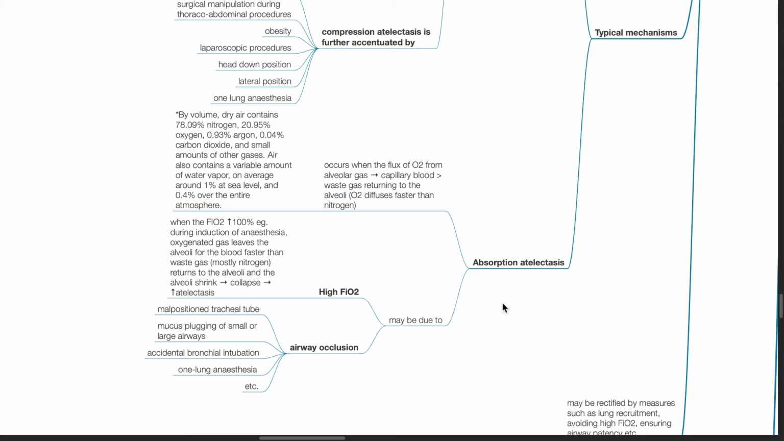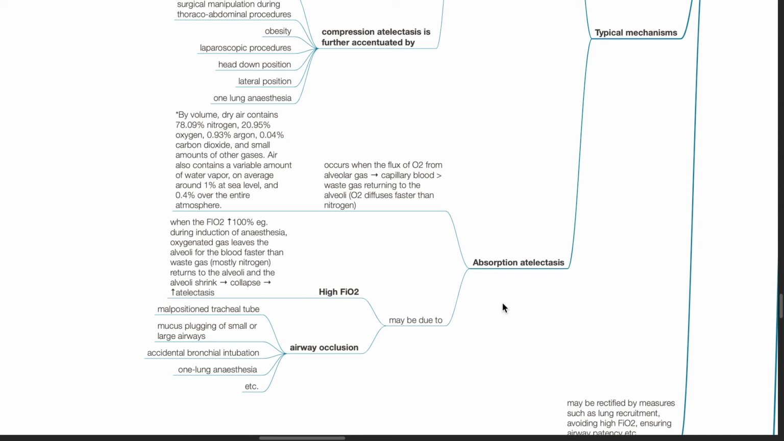Absorption atelectasis may be due to high FiO2. When the FiO2 is 100%, for example during induction of anesthesia, oxygenated gas leaves the alveoli for the blood faster than waste gas returning to the alveoli. This causes alveoli to shrink, collapse, and increases atelectasis.